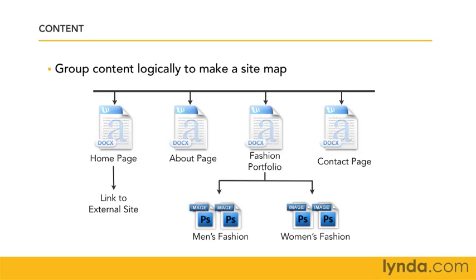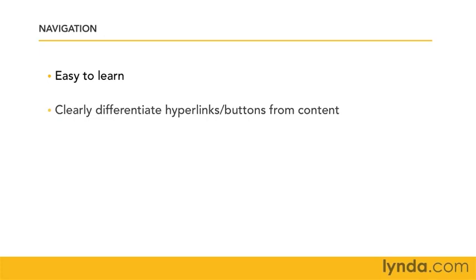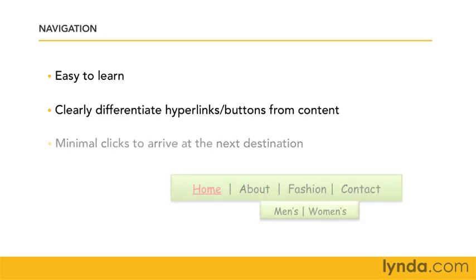So there's our sitemap, but let's drill down a little closer. We want to take a close look at the navigation. This is very important. We want to make sure it's easy to learn. We don't want the user to work really hard to figure out how your site is put together and how to navigate it. So make sure it's easy to learn, it's prominent. Make sure you clearly differentiate hyperlinks and buttons from the actual textual content so they know what's a button, what's a hyperlink, what isn't. And then also, when they click on that item, how many clicks is it going to take to get to really what they want? This is all about minimal clicks to get to their destination. All right, so that's the navigation.